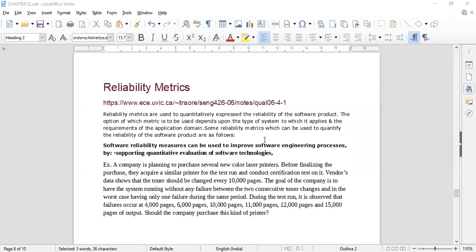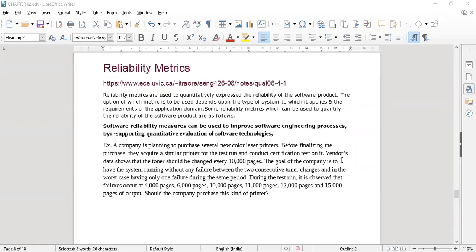So what do software metrics mean? Software reliability measures are used to improve the software engineering process. Whenever you are going to develop any product, you can apply a software engineering process. In the software engineering process, you are going to apply the life cycle and the model. So besides this development life cycle, reliability can also be very important in your software development approach.